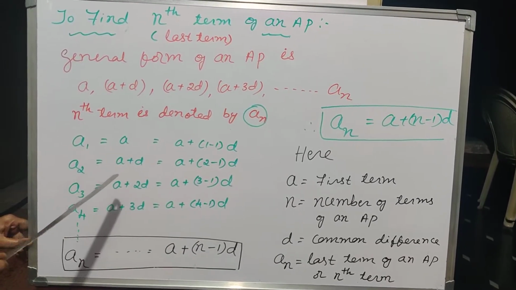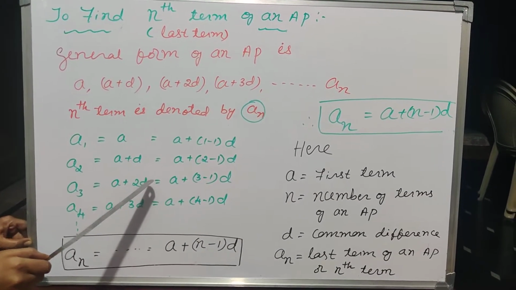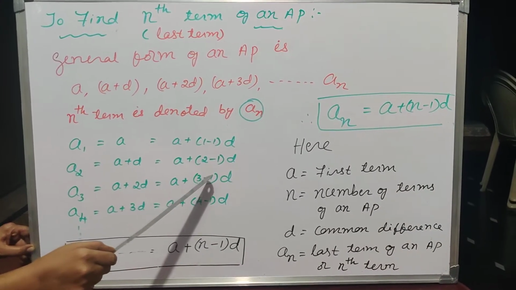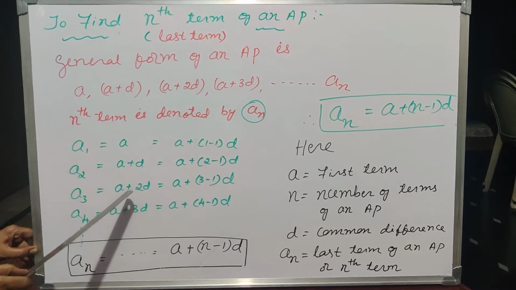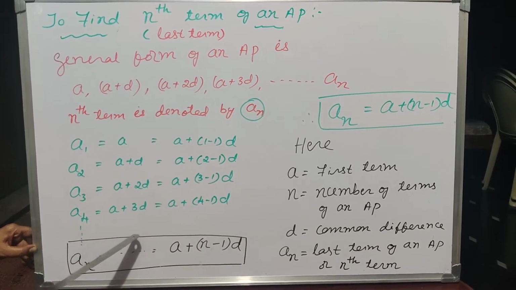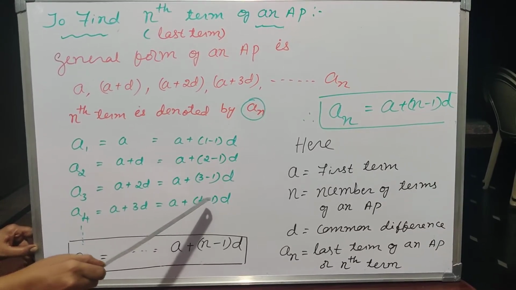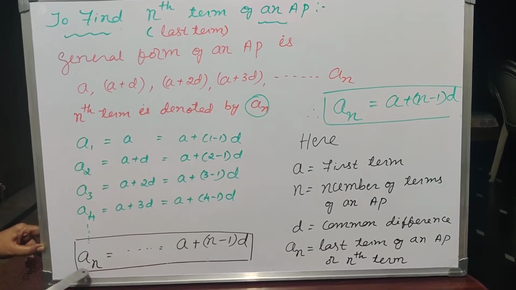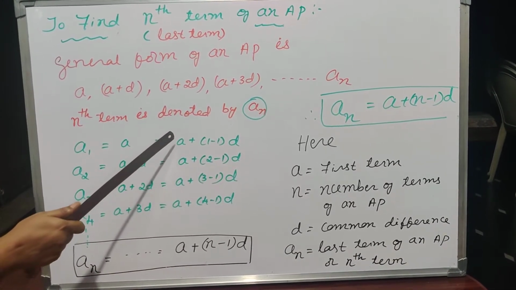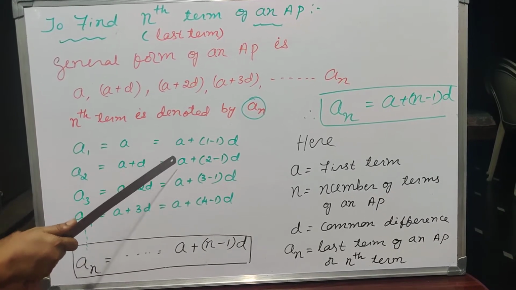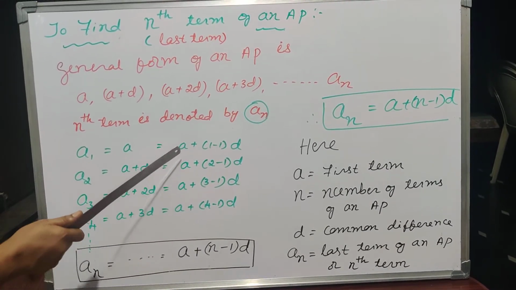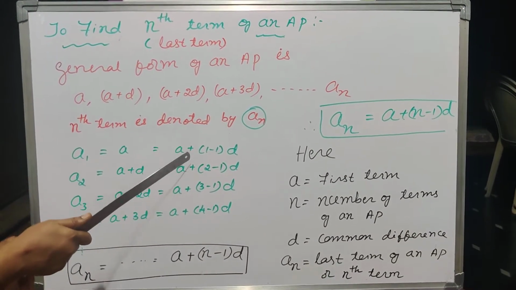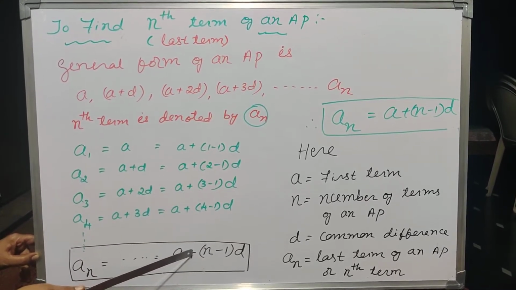Similarly A3 is equal to A plus 2D, that is equal to A plus 3 minus 1 into D. 3 minus 1 is equal to 2. 2 into D is equal to 2D. I written like this, same thing. See, A plus 4 minus 1 into D. Continuing this, for the last term AN, see here A is common, same, for the first term, second term, third term. Therefore I written A. Next is plus, plus, plus, plus. This is also common.